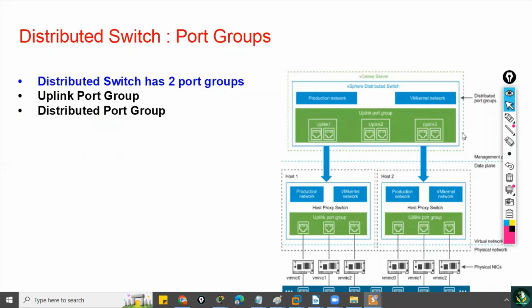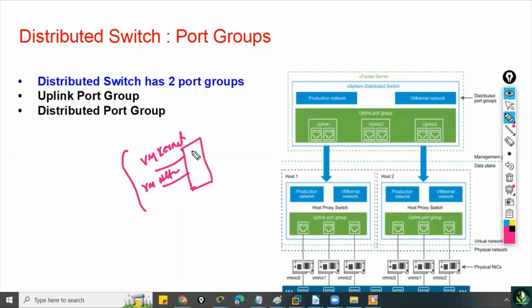And guys, if you remember, the standard switch is having two ports. One is VM kernel port, another one is VM network port. Remember this one? Yes, sir. VM kernel port is to manage the switch. VM network port is to make the communication between the virtual machines. Remember that in standard switch?